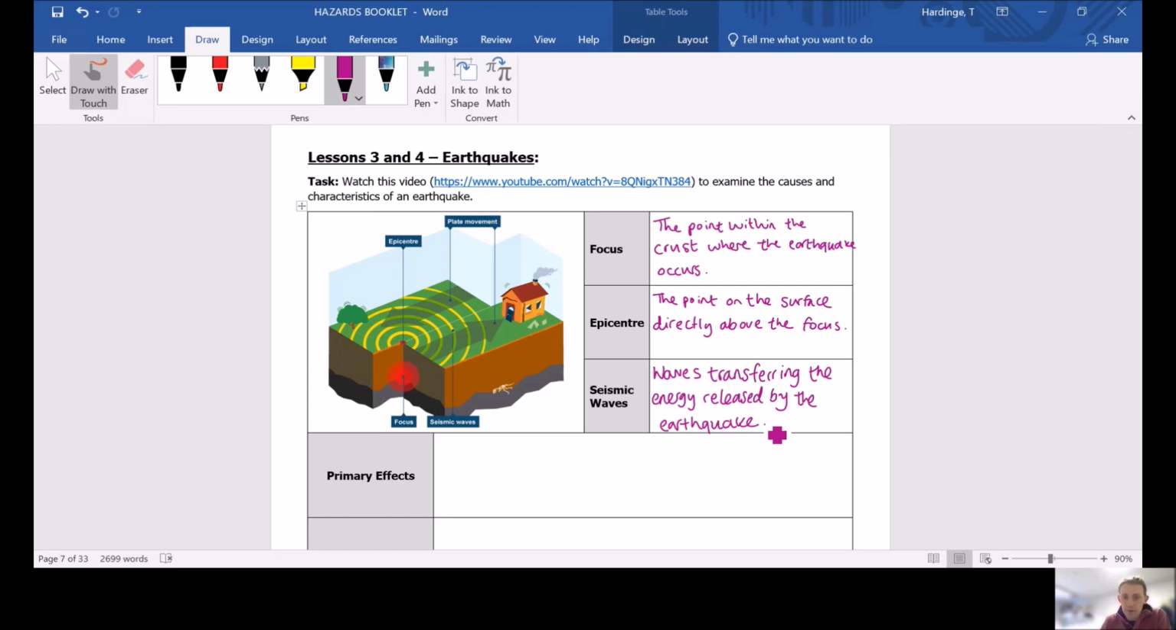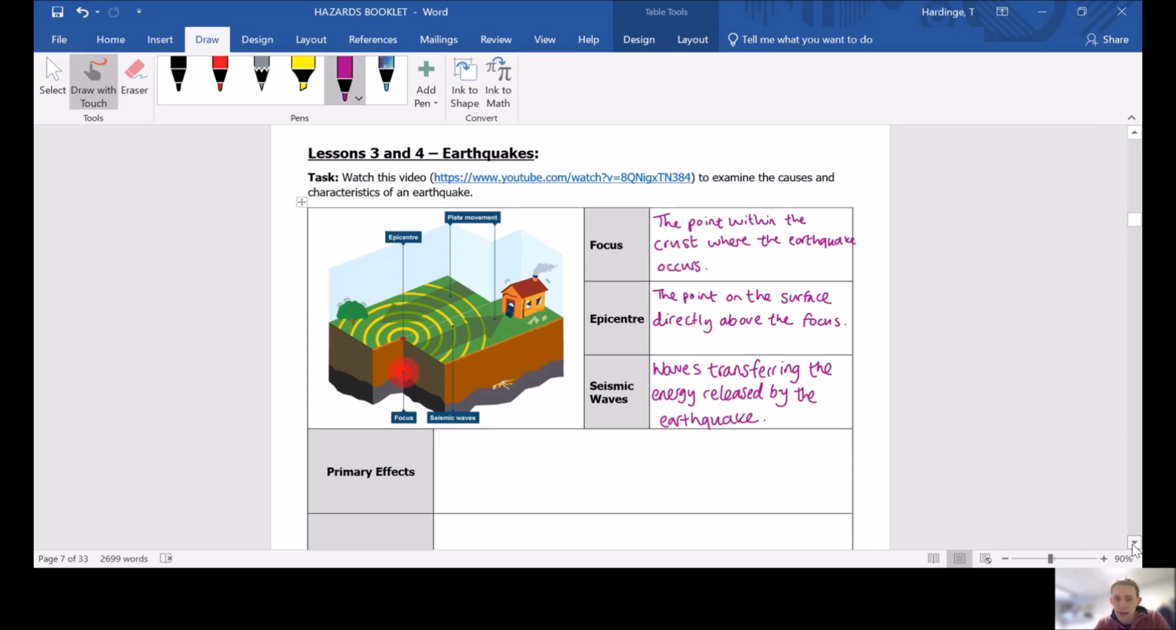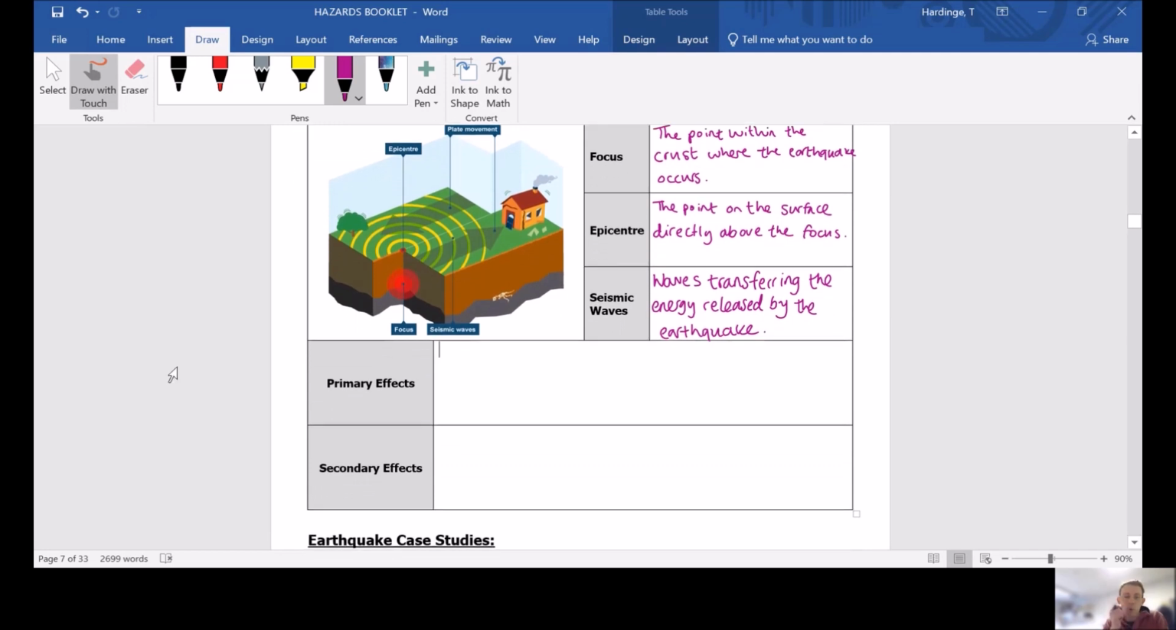Now, when an earthquake happens, there can be some either primary or secondary effects of that earthquake, and it's important that we're aware of the difference between primary and secondary effects. So primary effects, these are caused directly by the earthquake. So basically they result from the shaking of the ground.